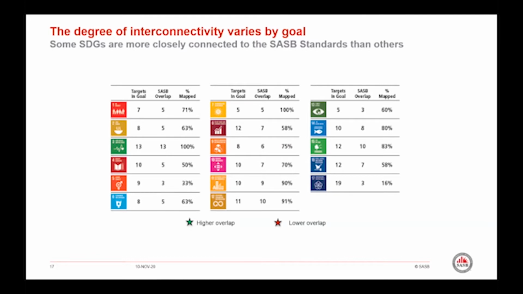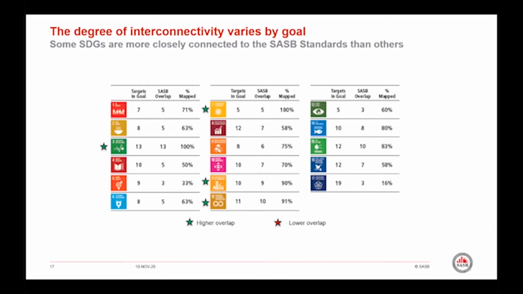This is clear here in this slide, where you can see that there's a higher overlap with some SDGs than others. This table shows first the number of targets within each goal, how many targets have an overlap with the SASB standards, and the percentage of that overlap. You can see on the higher overlap side that SDG number 3, SDG number 7, SDG number 11, and SDG number 12 are highly interconnected with the SASB standards.